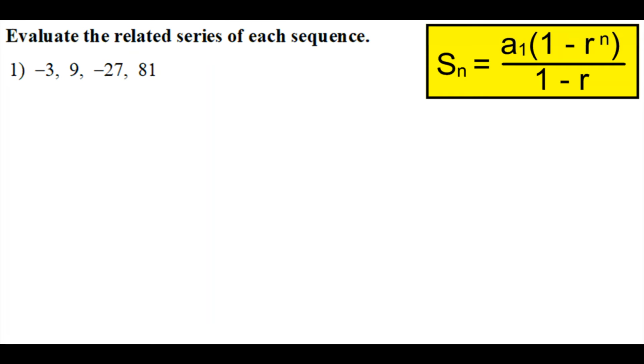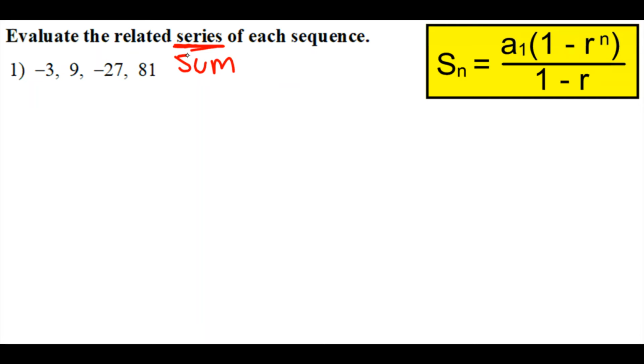Problem 1 says evaluate the related series of each sequence. You should try to notice this word series and remember that that means sum. We have a formula for the sum or the series. Sn equals a1 times 1 minus r to the nth power all over 1 minus r.